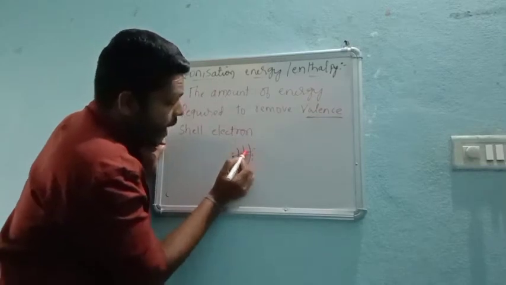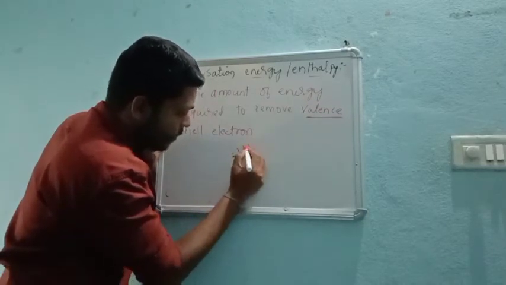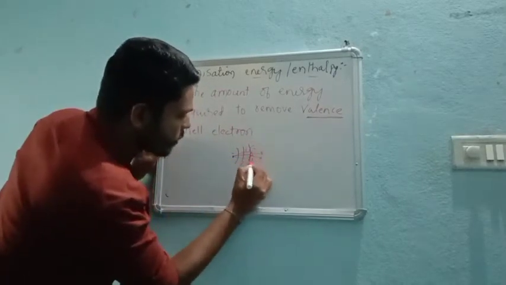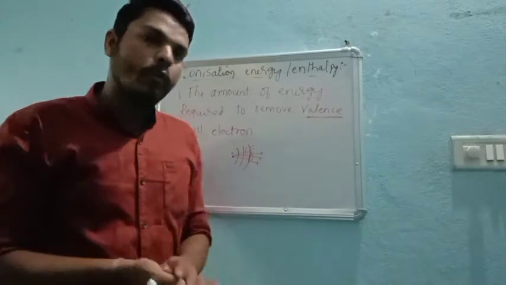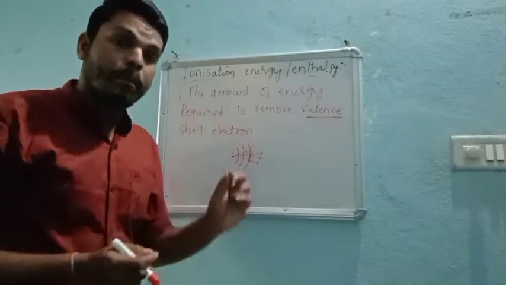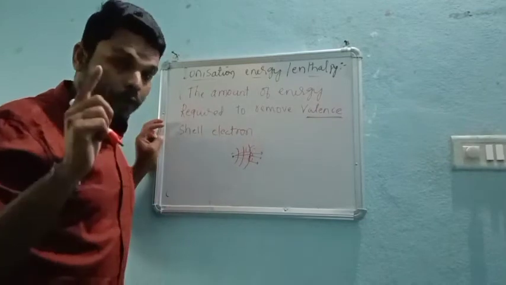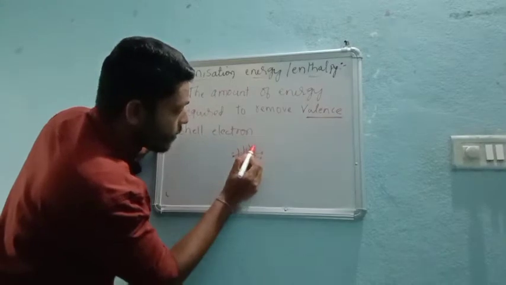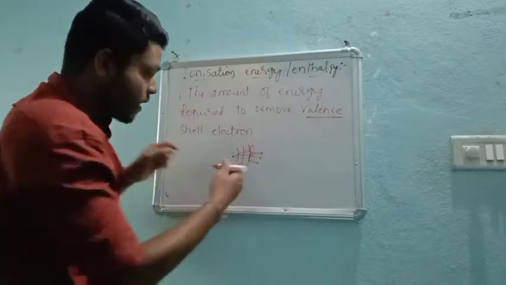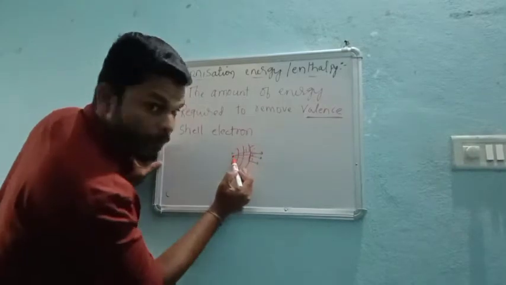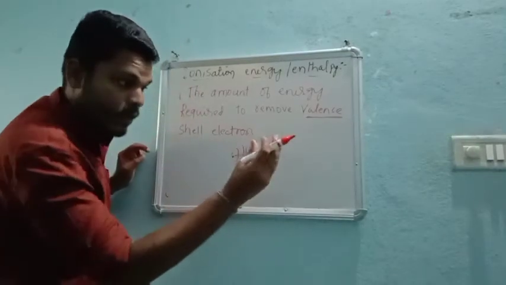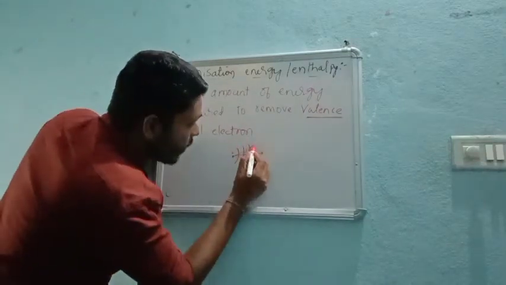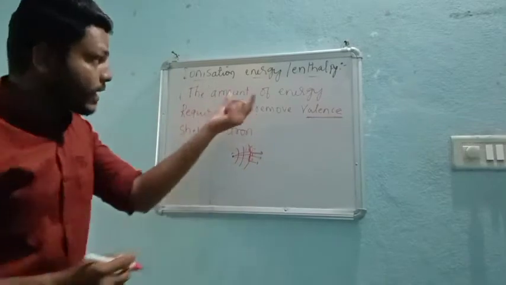That means I should break this bond to remove this particular electron. At a time we cannot remove all 3 electrons, but we can remove one electron at once, right? So, say for example, I want to remove the first electron. That means I need to break this bond, that electrostatic force of attraction. Then only this electron can be removed. That is what we are seeing here.